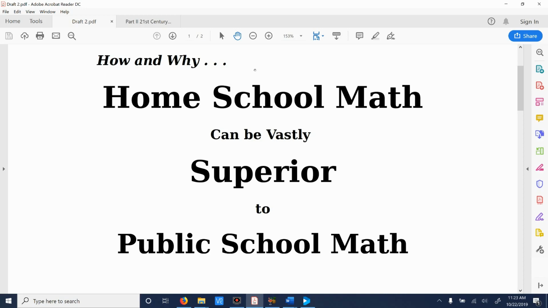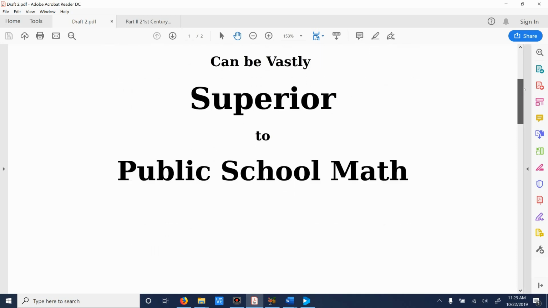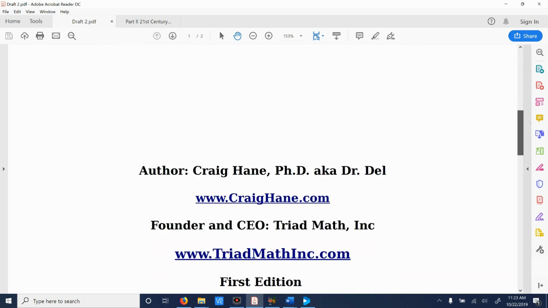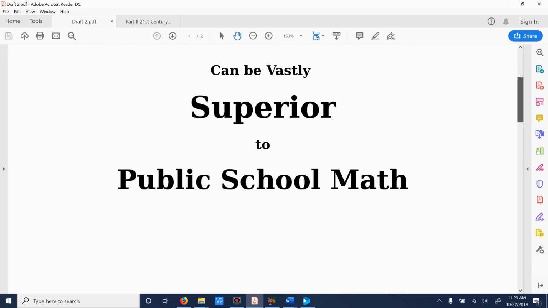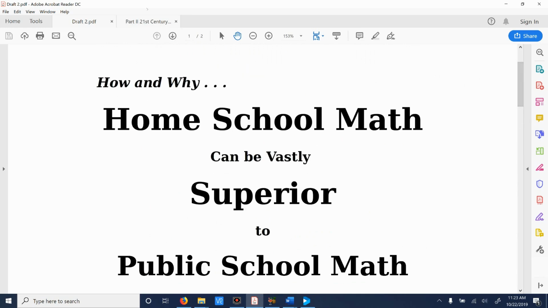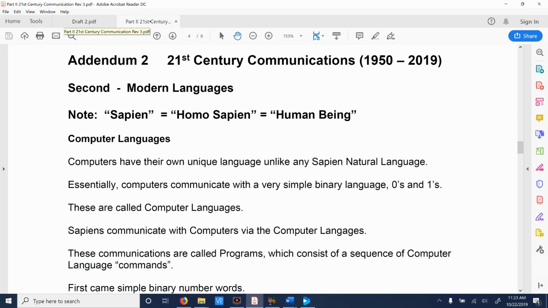This is going to be on addendum number 2 in the book How and Why Homeschool Math Can Be Vastly Superior to Public School Math. I'm Craig Hain, the author of the book, the CEO of Triad Math Inc., and this is addendum 2.